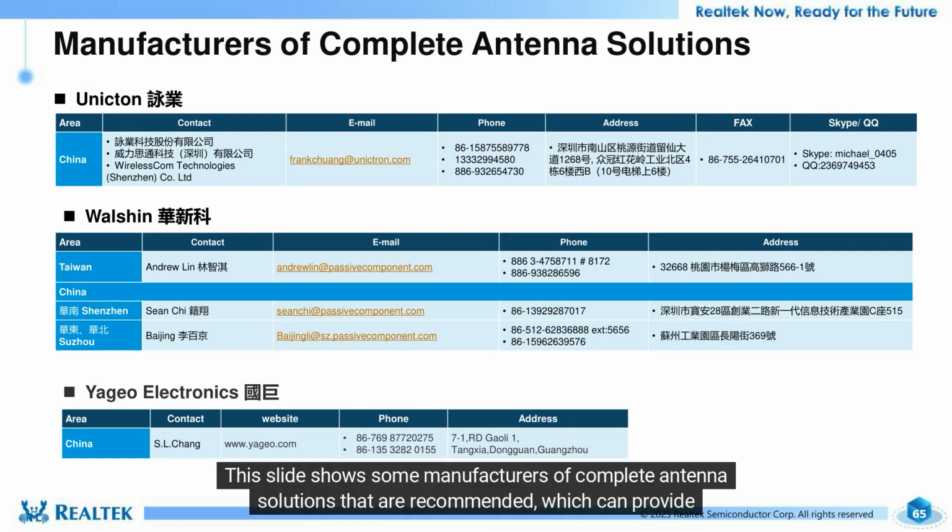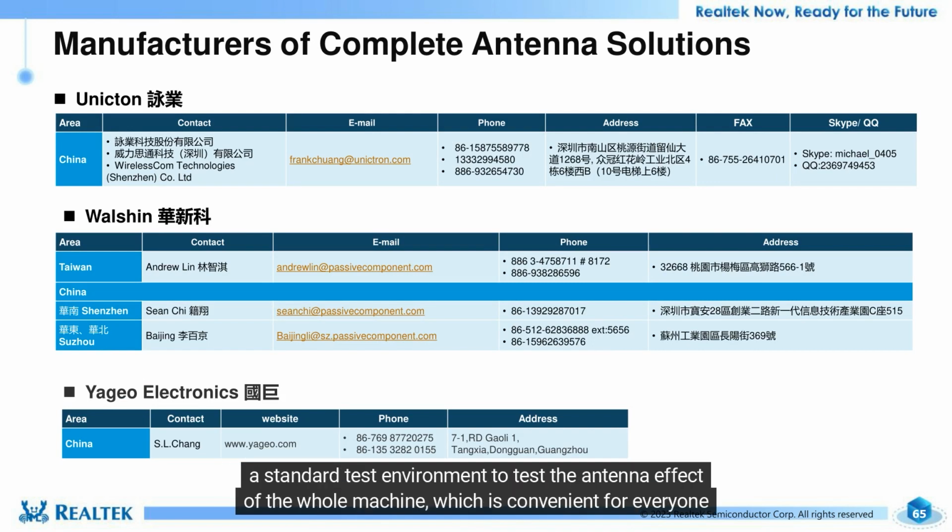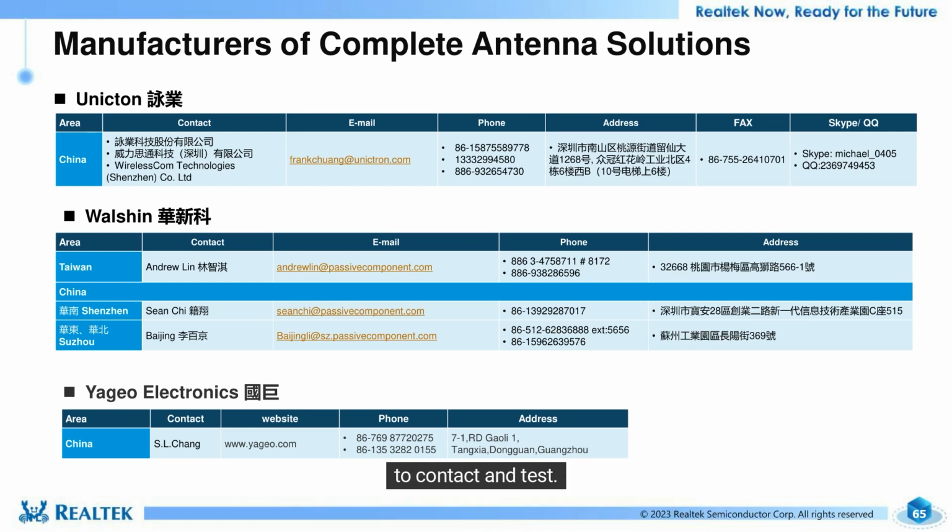This slide shows some manufacturers of complete antenna solutions that are recommended, which can provide a standard test environment to test the antenna effect of the whole machine, which is convenient for everyone to contact and test.